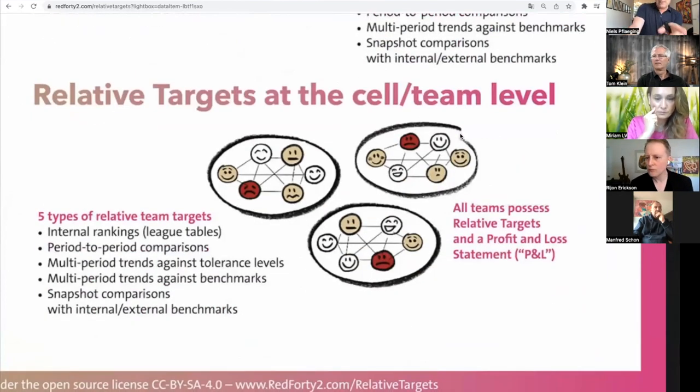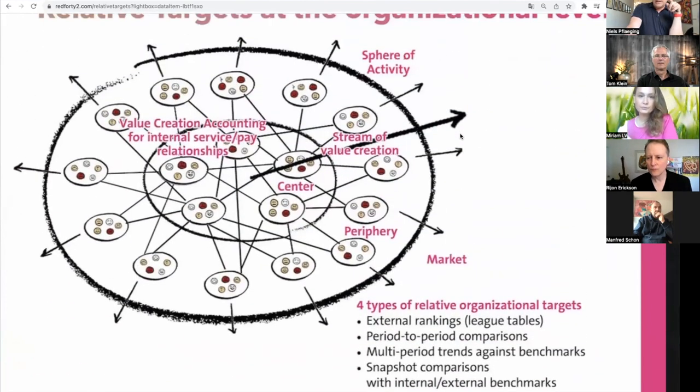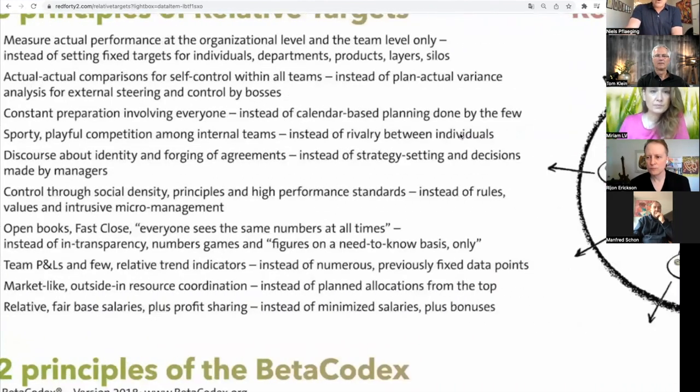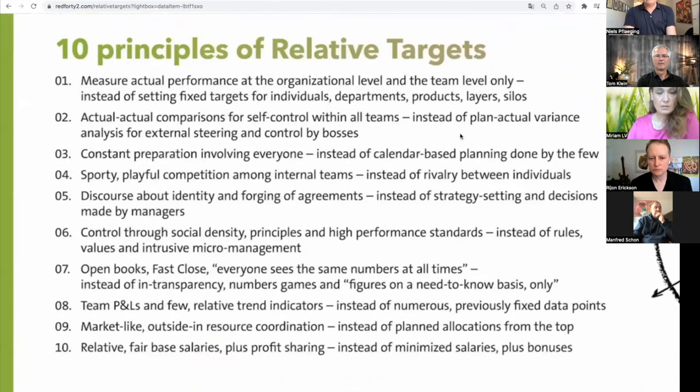That's why you see here several happy or unhappy faces make a team or a cell. That's where we can measure performance, and we can measure it at the organizational level as a whole, like the sphere of the speech that you see here. That's it, all right? So this is one of the foundations of targets. Individual performance does not exist. Any questions at this point?